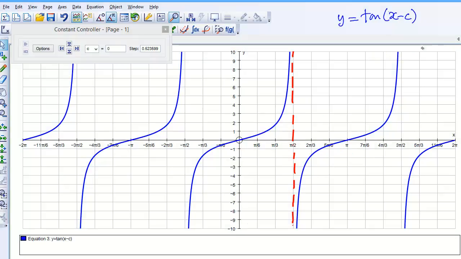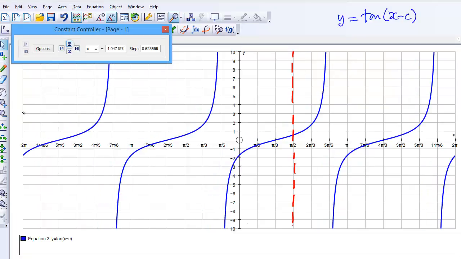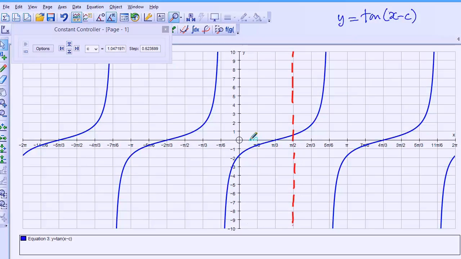So if we put this up to pi by 6, and then let's just do it again. So now it's x minus pi by 3. So notice that, first of all, the point that was here has now moved to pi by 3, so we've gone to the right pi by 3. Note that the asymptote has also gone to the right by pi by 3.